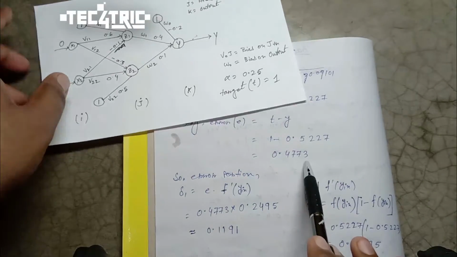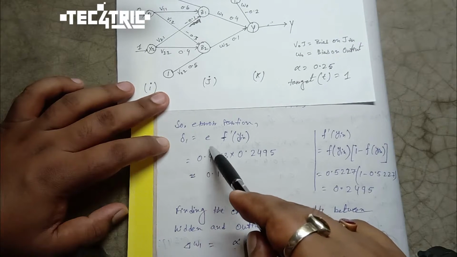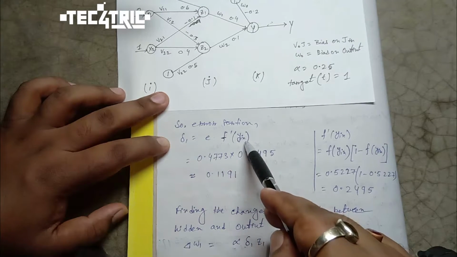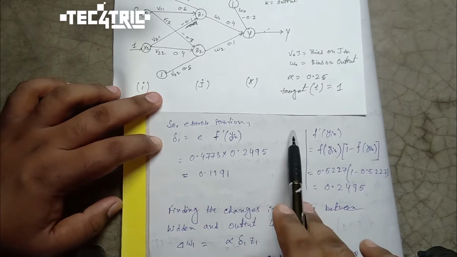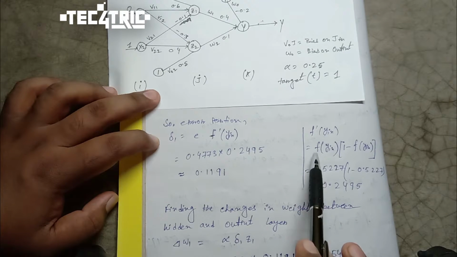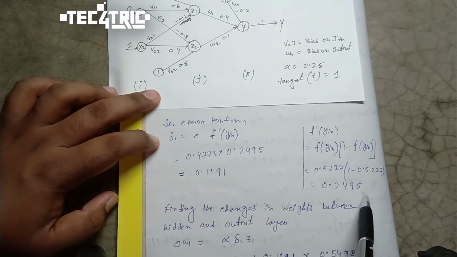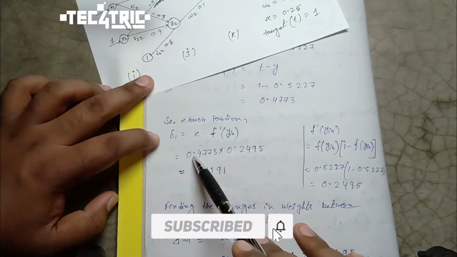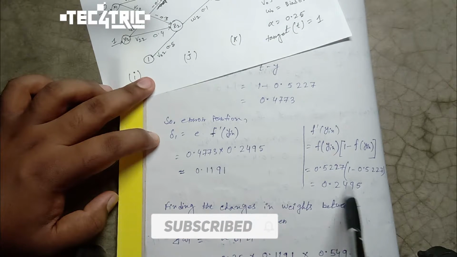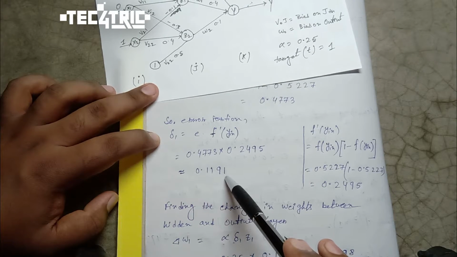0.4773. So we have to backpropagate, right? So we have to calculate the error portion. Delta 1 will be e into f dash of y input. f dash of y input means the derivative of the function at y input. There is a shortcut for that: f dash of y input will be f(y input) into 1 minus f(y input). After calculating all the values we got 0.2495. So e is 0.4773, so 0.4773 into 0.2495, and we will get 0.11908 something, so I am writing 0.1191 here.